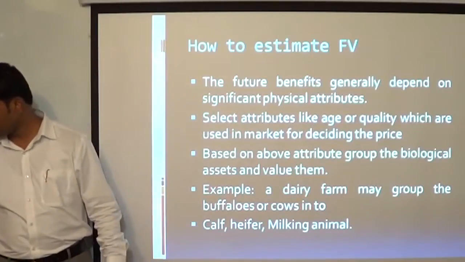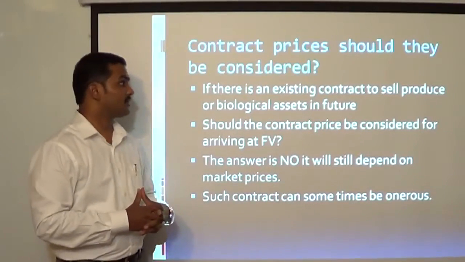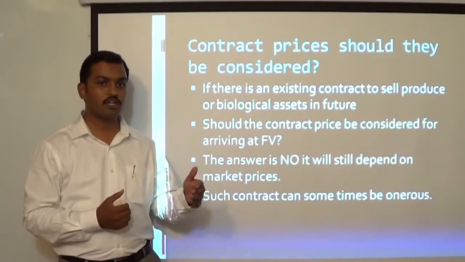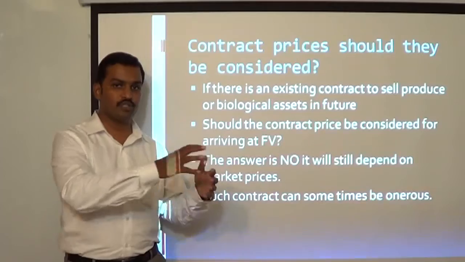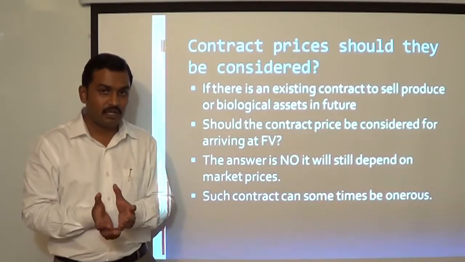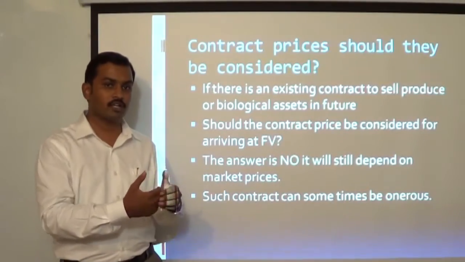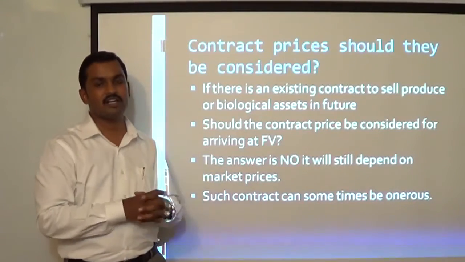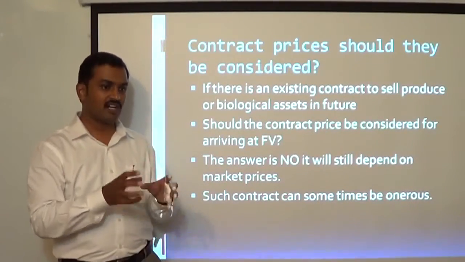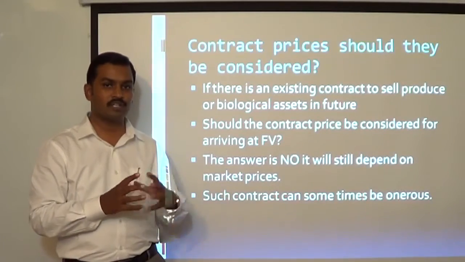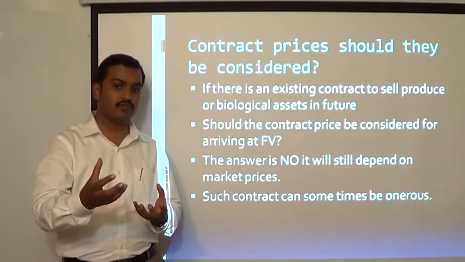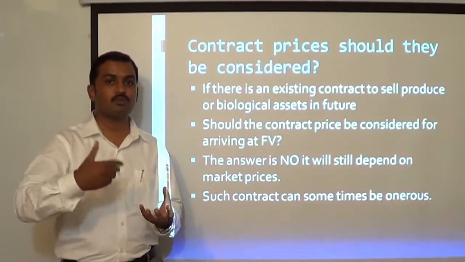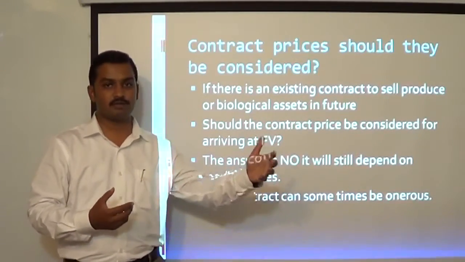Next, contract prices, should they be considered? See, many times farmers may enter into contracts to sell their produce in the future. So they are having some biological assets, but they would enter into contract to sell these biological assets in the future under a contract price. But what the standard says is, we are going to ignore that contract price. What is the current fair value? If I sell it in the market today, what am I going to get? So that has to be given more importance than the contract price.